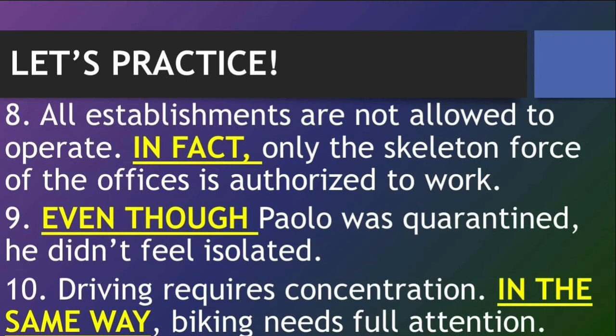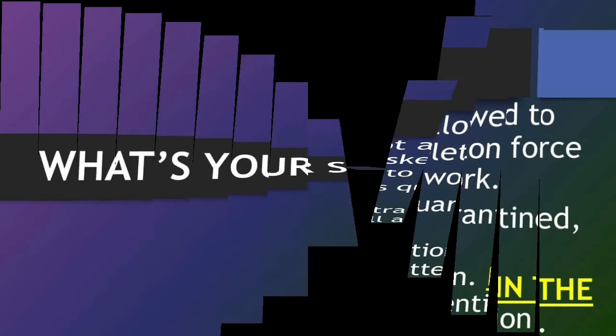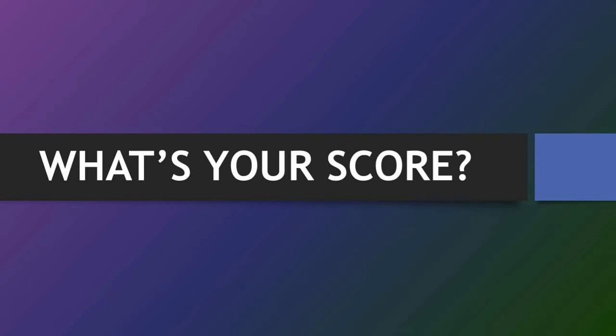Then for the last number, driving requires concentration. In the same way, biking needs full attention. For number 10, it points out similarity, because driving is being compared to biking. That's why it uses the transition words in the same way. So that's it. What's your score? I hope that almost all of you got perfect scores. Now it seems that you really understand our lesson.